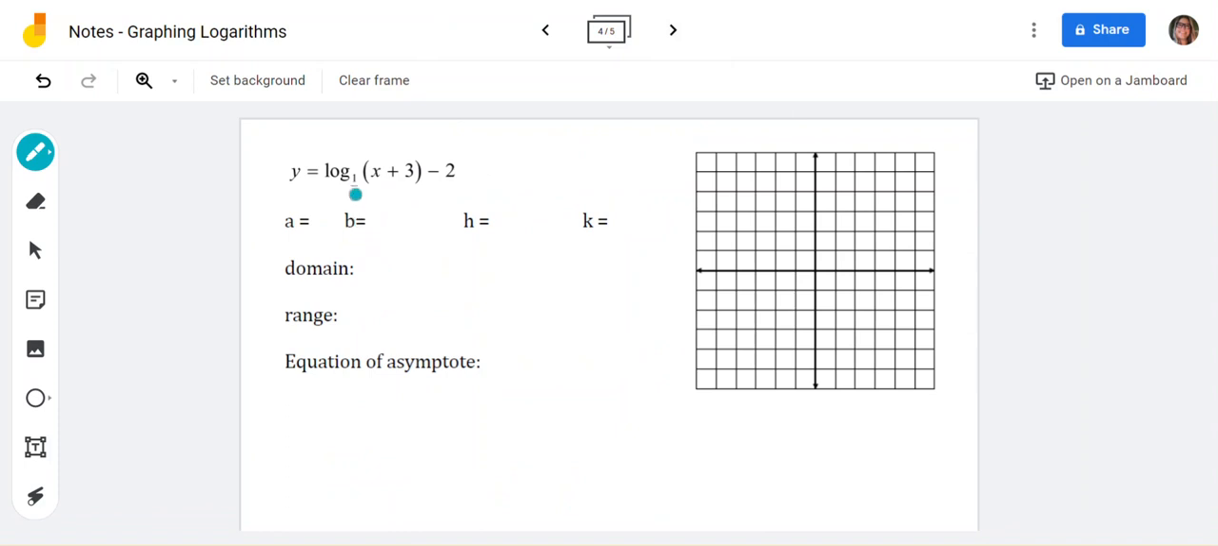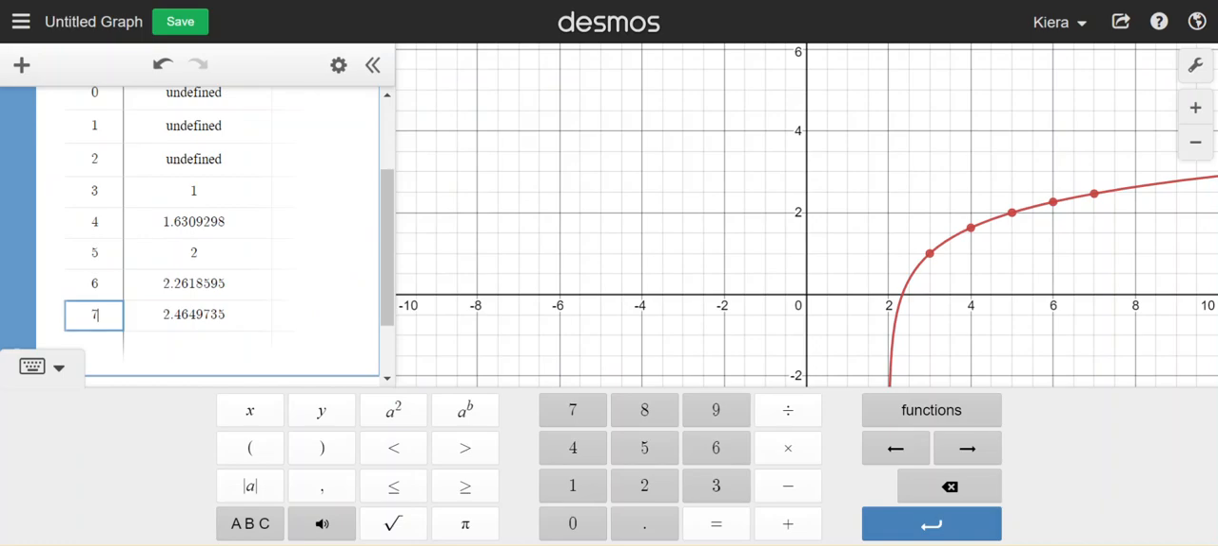Let's see what happens when our base is a fraction this time. So a is still 1. This time our base is 1/2. H would be -3, and k would be -2. We know our vertical asymptote is going to be x equals, and then our h value, so -3. Let's look at our graph.